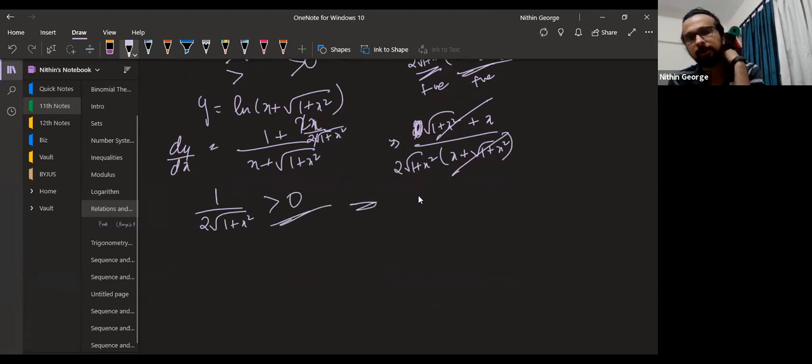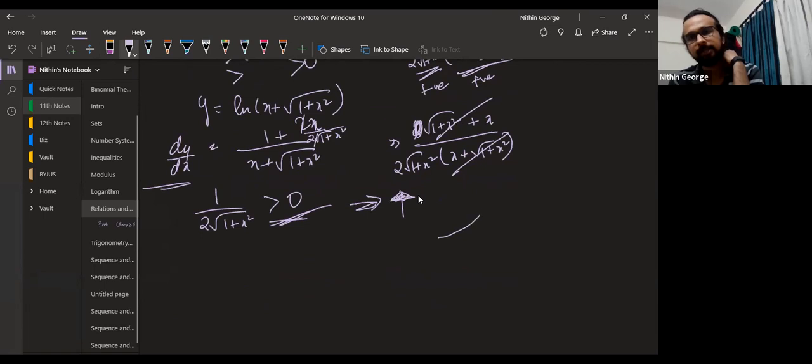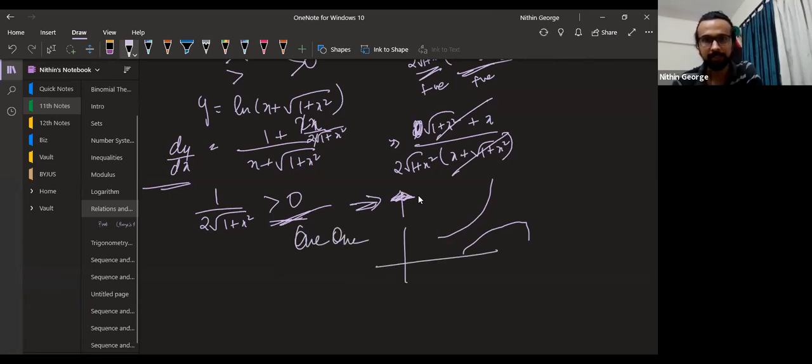So what does that mean? Dy by dx is always greater than 0, which means the function keeps increasing. Okay, it never becomes constant or reduces. That doesn't happen. Once it becomes constant, slope is 0. Once it reduces, slope becomes negative. Here, for all points, slope is positive. So you have an increasing function, and hence it's 1-1. Remember, guys, it's an increasing function, you're sorted.